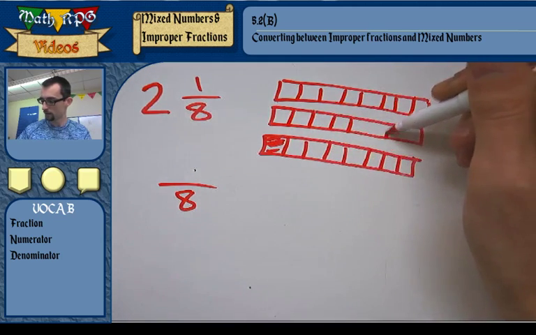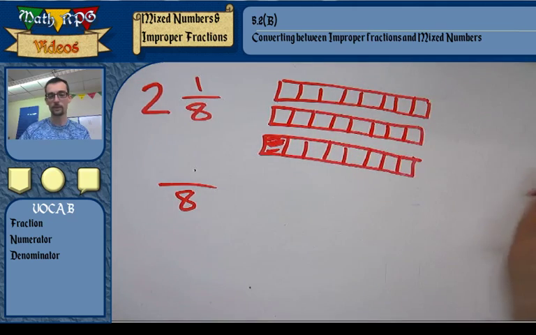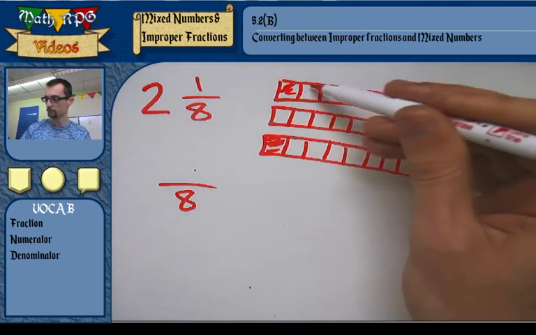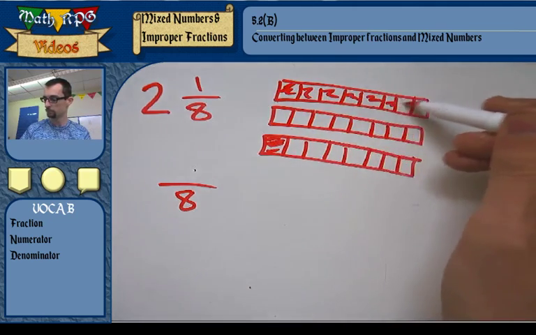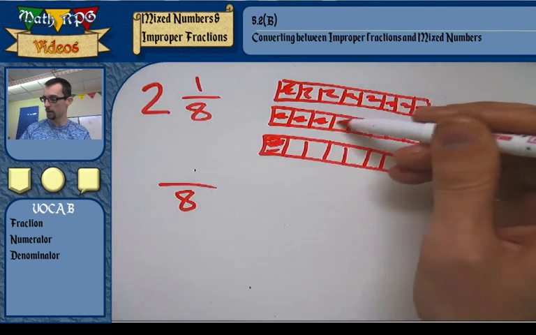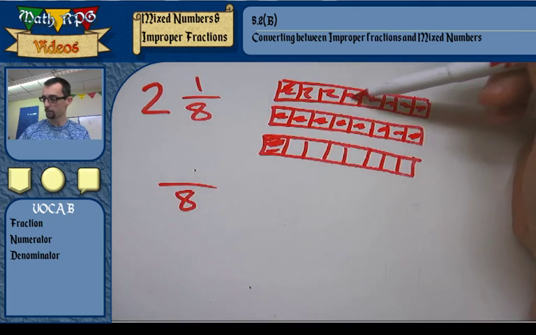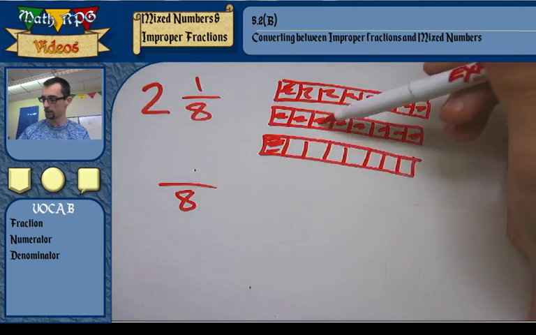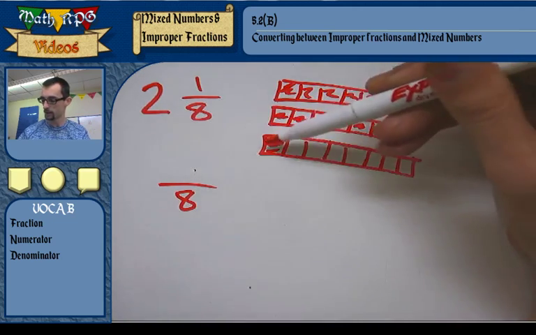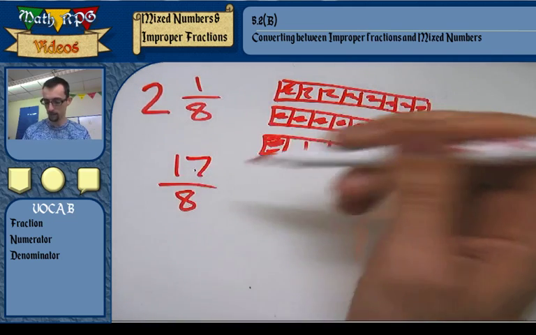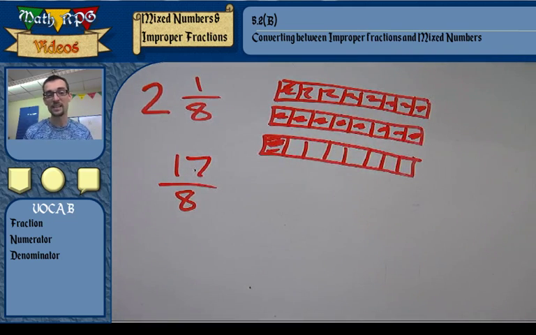Okay, now everything is eighths, right? And this is all shaded in. So now we can just count how many eighths there are here. Well, if I count, I get 1, 2, 3, 4, 5, 6, 7, 8, 9, 10, 11, 12, 13, 14, 15, 16, 17. So as an improper fraction, that would be 17 eighths, the same as 2 and 1/8.